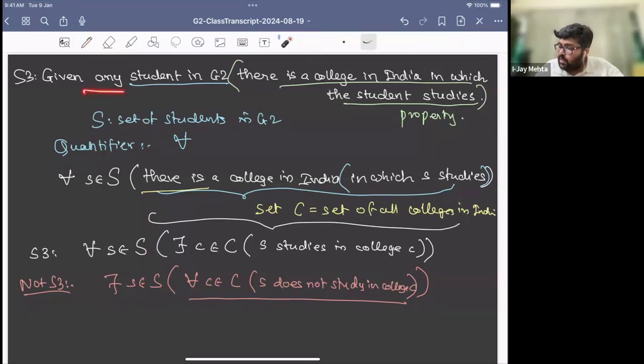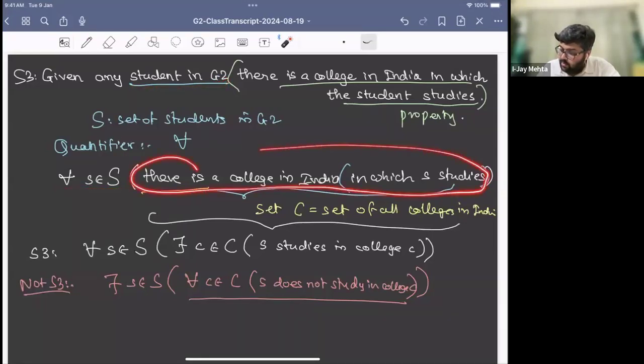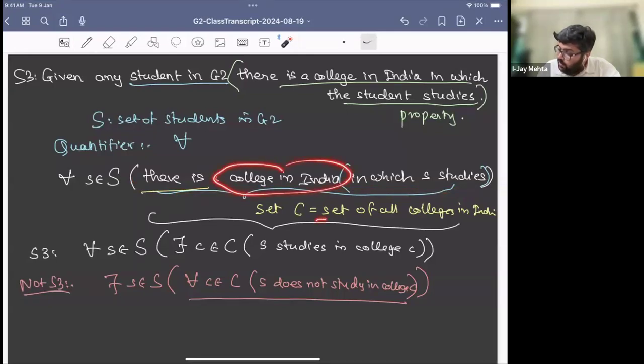So see how it is difficult to directly negate this, right? But we have broken it into parts with multiple quantifiers. First, the set was the set of students in G2. We are speaking about every student. This entire thing is a property: there is some college in India in which the student studies. This itself is a statement about colleges in India. So we have another set of all colleges in India, and there is a college in which s studies.